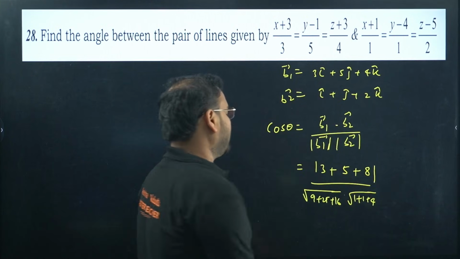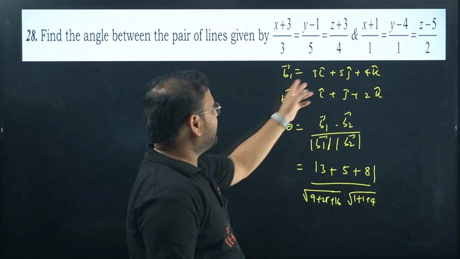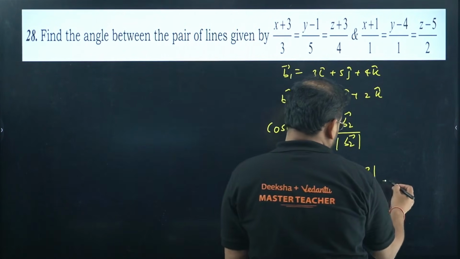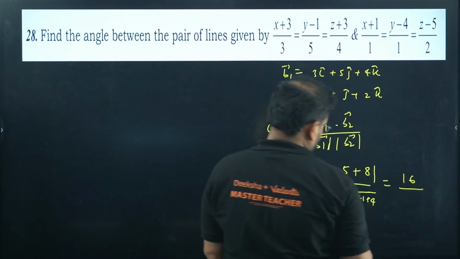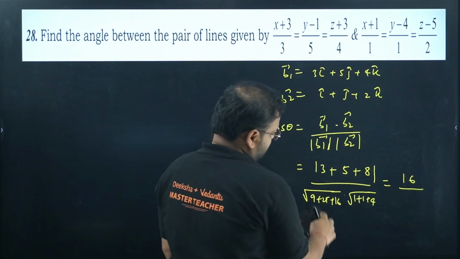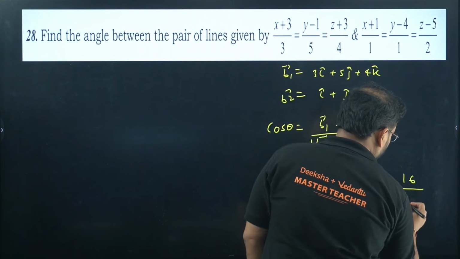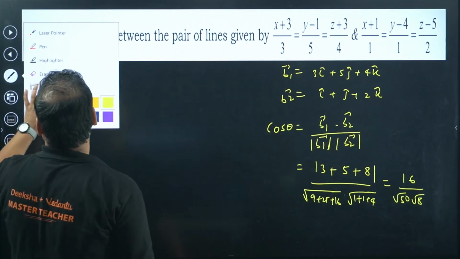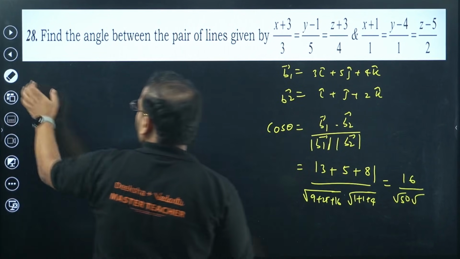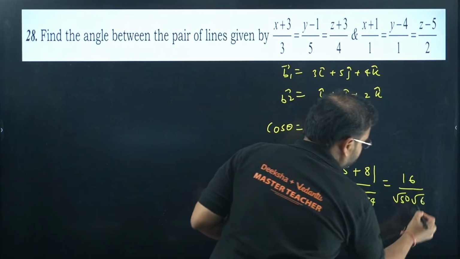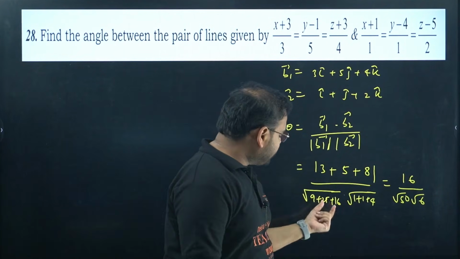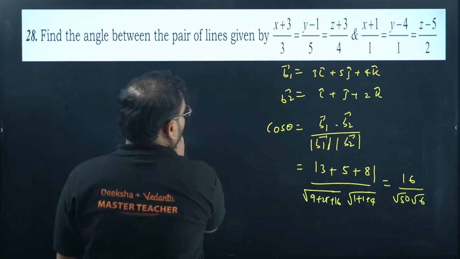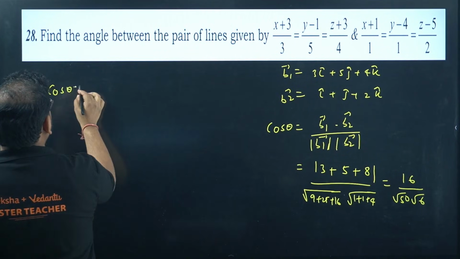Okay, correct, no? 9 plus 25 plus 16, that's going to be 50 only. Okay, fine. 5 plus 3 is 8, 8 plus 8 is 16, so 16 over here. This is root 50 and root 6, excuse me, root 6. Alright, so 25 plus 25 will be 50 and this will be 4 plus 2, which is 6. Yes, correct. So let's look for the cos theta then one more time over here, simplification part.